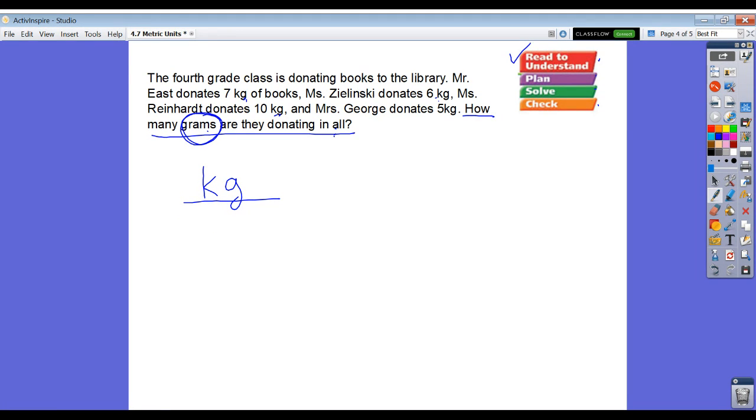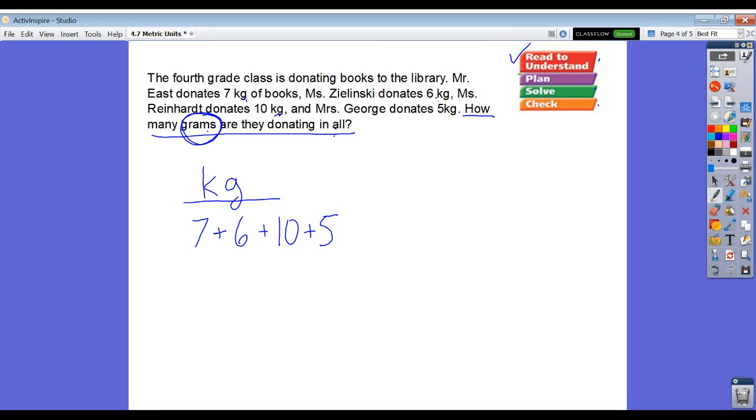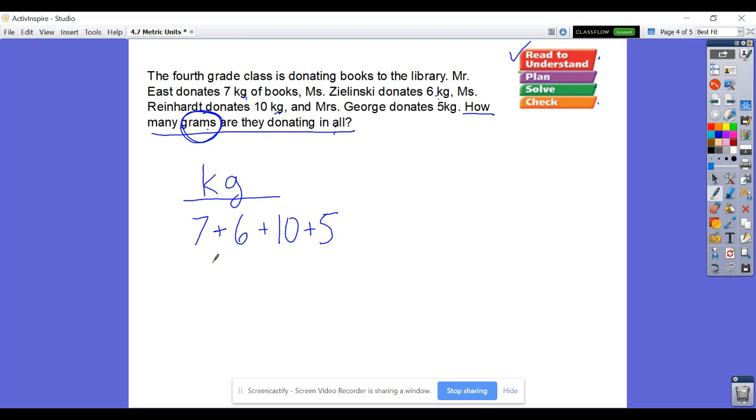So first I'm going to find the kilograms in all. So I had Mr. East had 7 plus Miss Zielinski had 6 plus Miss Reinhardt 10 and me, Mrs. George 5. Okay, great. So then I'll think, okay, well, let's see, 7 and 6 is 13 plus 15 more. I think I'm at 28 kilograms. So 28 kilograms. I'll write my answer. I'm done. And the question asks for grams. So we have our final step to go to grams.